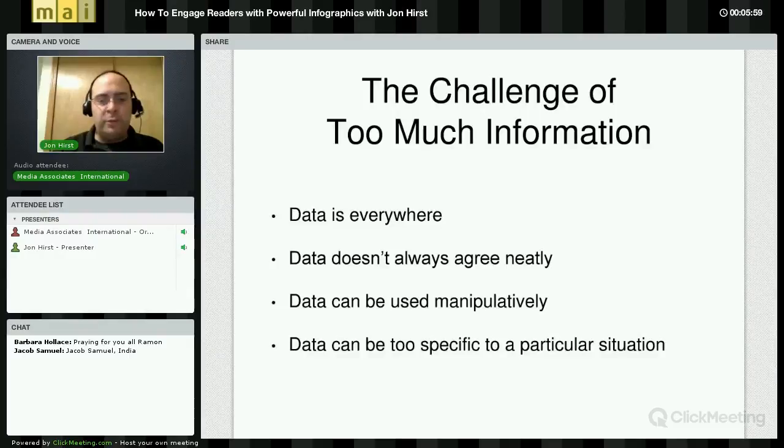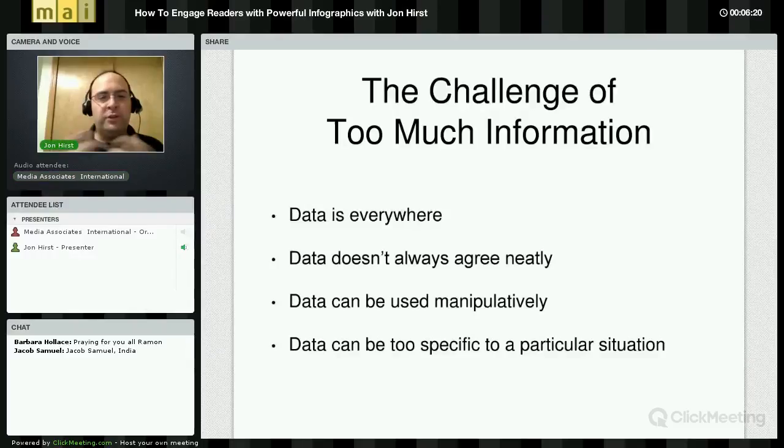In America here, we're moving into a political season, and what always happens in the political seasons, I think in every country, is that each political party will take the same data coming out from the government or the economy, and they'll put out a press release saying the opposite thing, right? Data can be used in very manipulative ways.